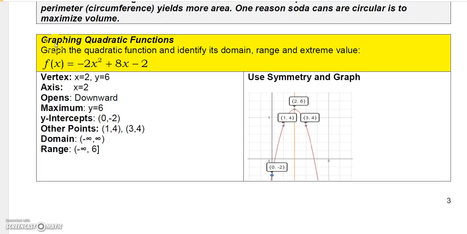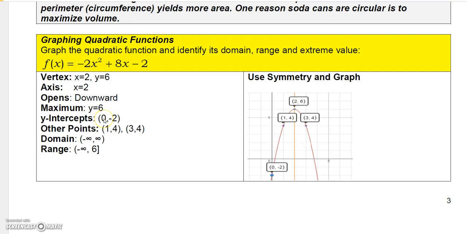Just real quick here, let me remind you of what you have to do to graph quadratic functions. To graph a quadratic function, first of all, you want to find the vertex. So here the vertex, using the vertex formula, you can show would be the point (2, 6). So we would plot the point (2, 6). And then we want to know where it opens. Since A is negative, it opens downward. And we know the maximum is the y value of the vertex.